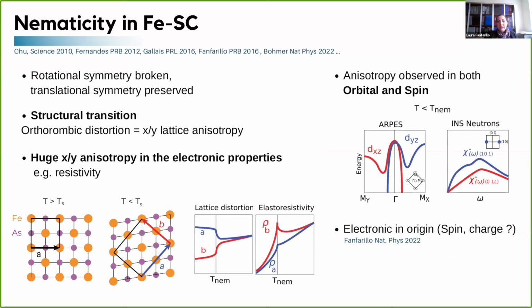More or less, I can justify the emergence of nematicity using the same approach. Let me just give you a bit of information, because maybe not everybody is familiar with this. A nematic phase is a phase in which rotational symmetry is broken, but translational symmetry is preserved. It's accompanied by a structural transition from a tetragonal to an orthorhombic environment. So you have a truly XY lattice anisotropy that is observable at the structural level.